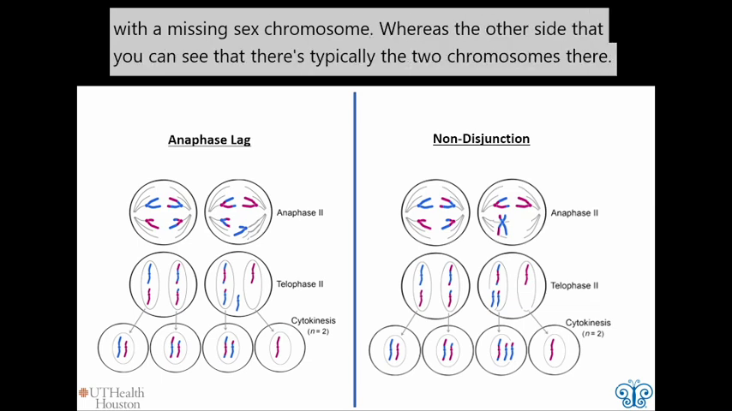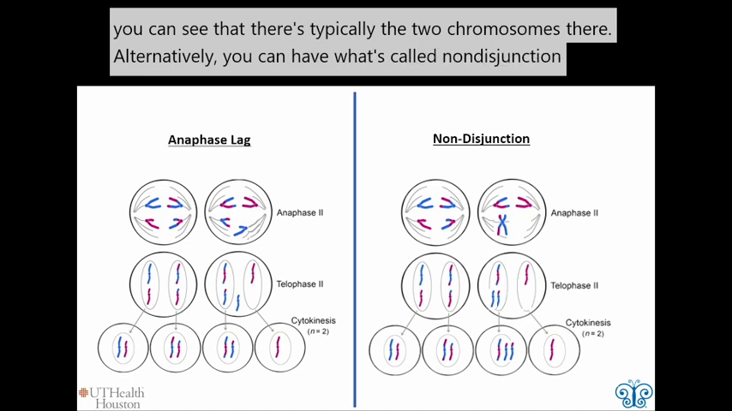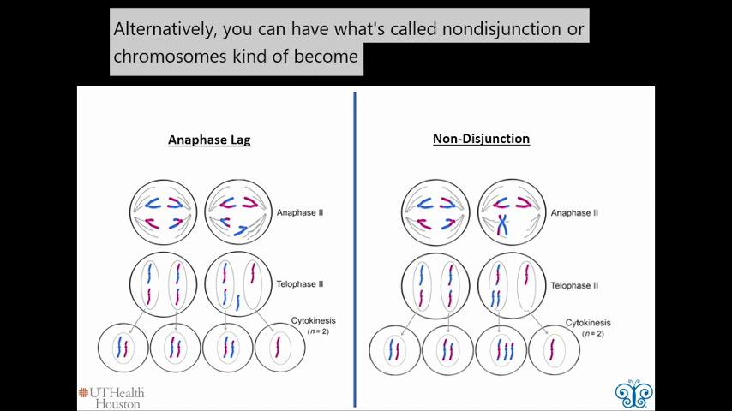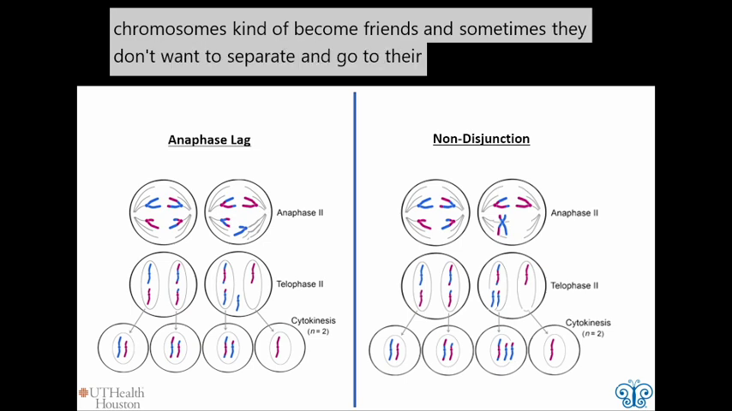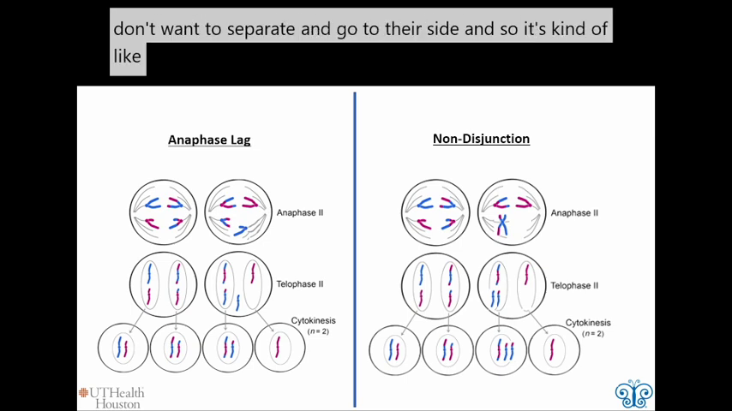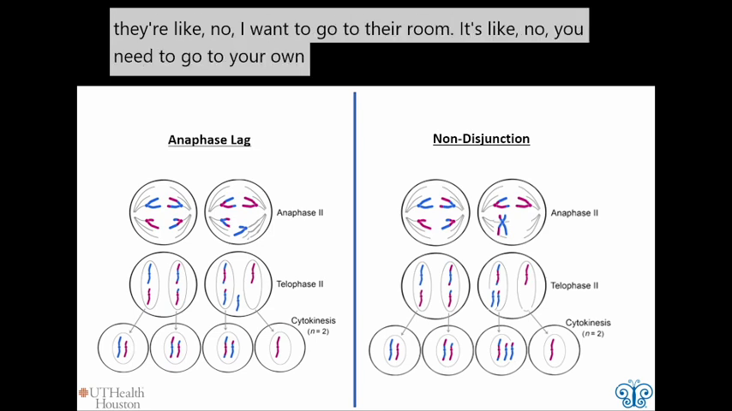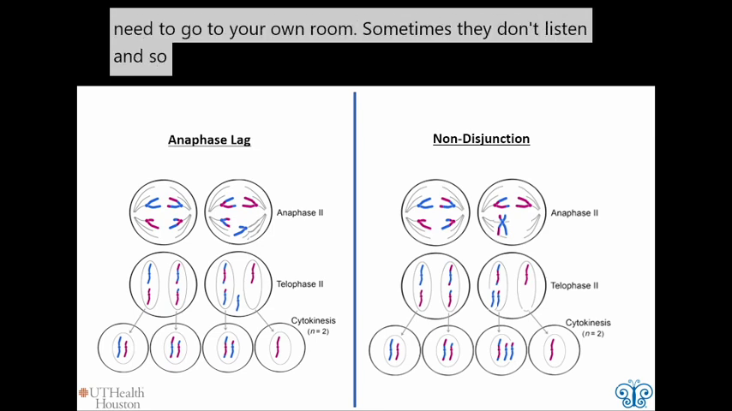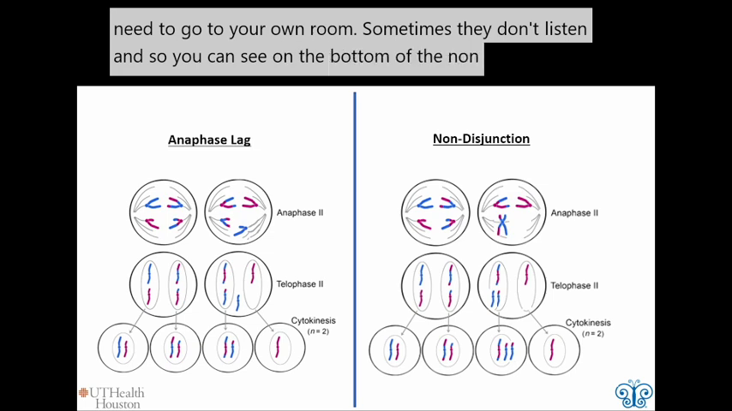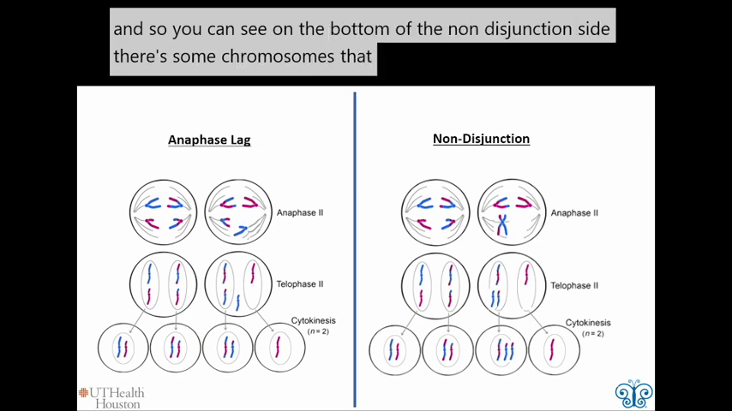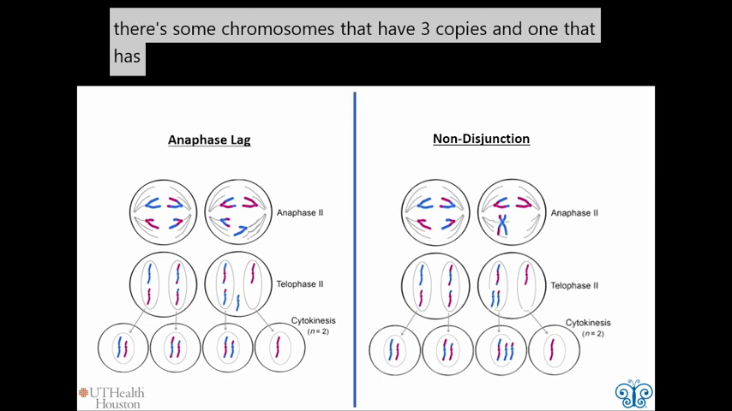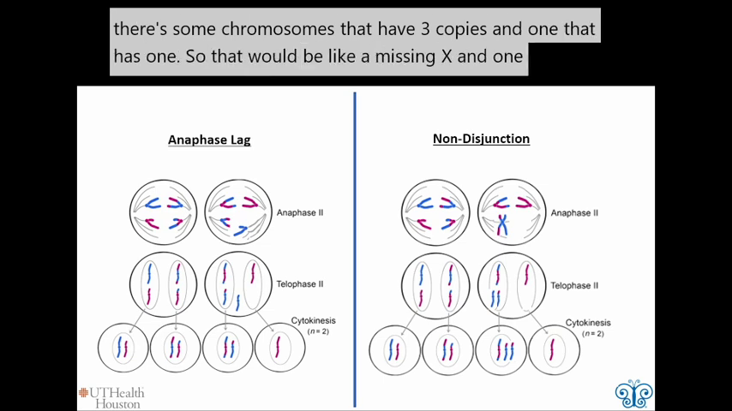Alternatively, you can have what's called non-disjunction. Our chromosomes kind of become friends, and sometimes they don't want to separate and go to their side. It's kind of like when you have kids and you say, go to your rooms, and they're like, no, I want to go to their room. And you say, no, you need to go to your own room. Well, sometimes they don't listen. And so you can see on the bottom of the non-disjunction side, there's some chromosomes that have 3 copies and one that has 1. So that would be like a missing X with 1 copy and then an extra X.